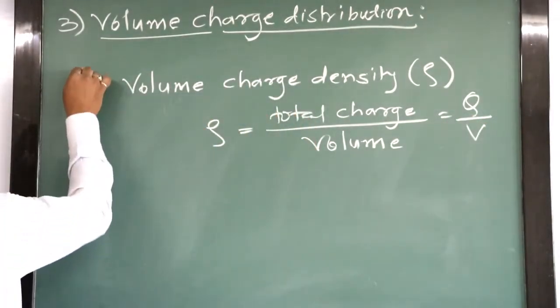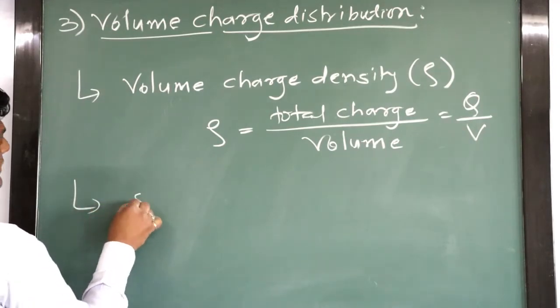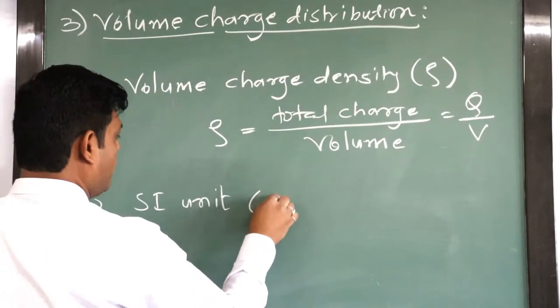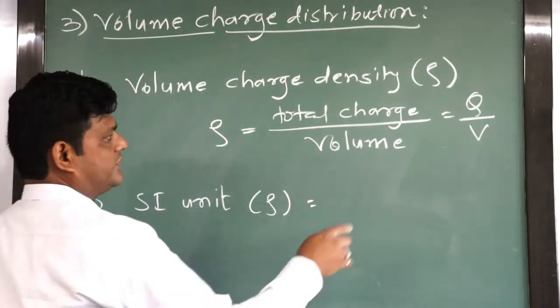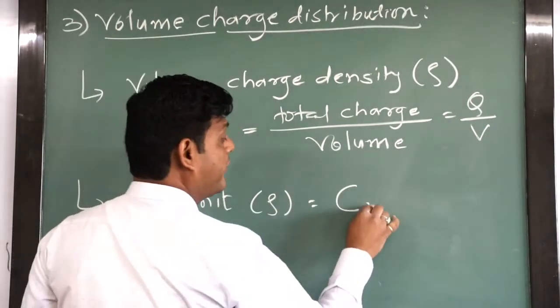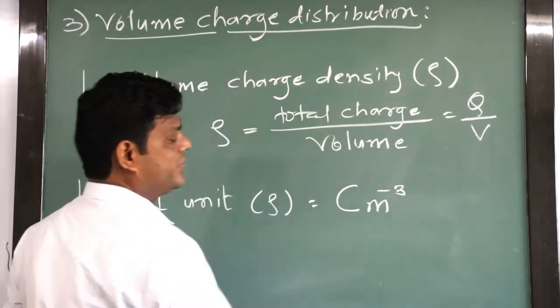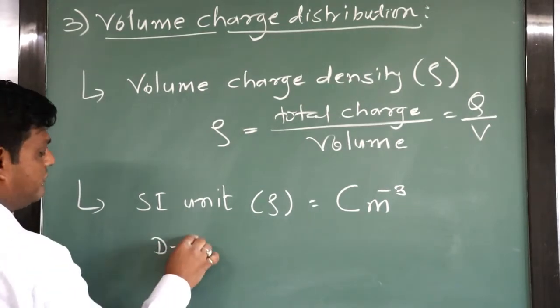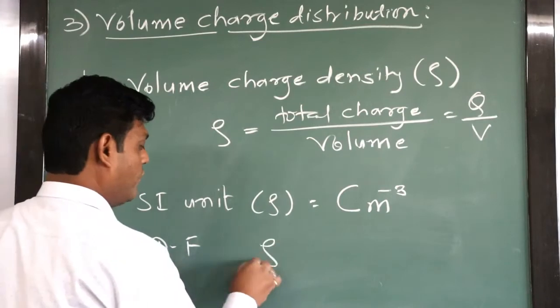What is the SI unit? See, what is the SI unit of rho? Charge means coulomb. For the volume we will write per meter cube. Per meter cube, right?